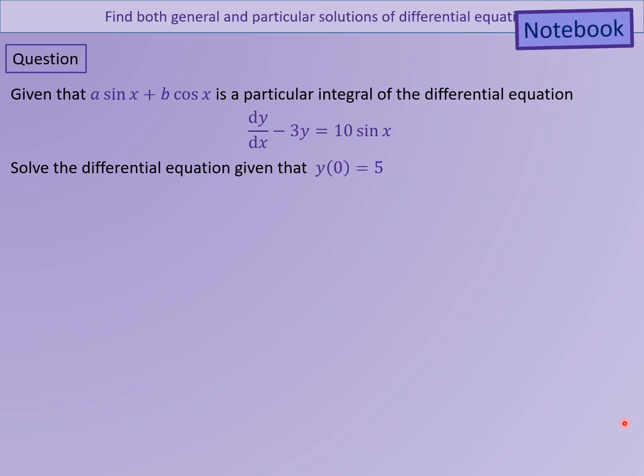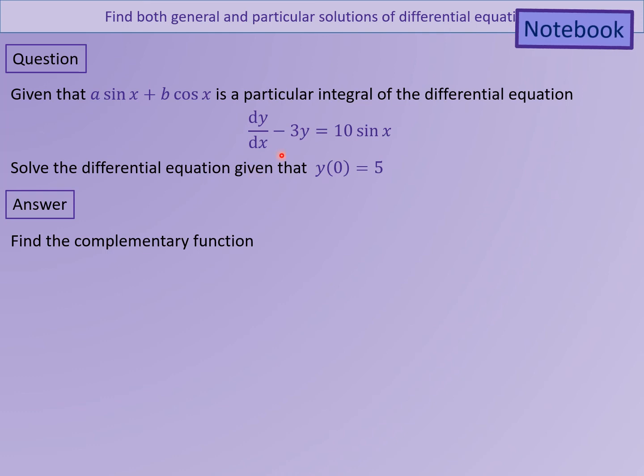Okay, so hopefully the first thing you thought about was working out the dependent variables, which is just the y's, and ignoring anything that's not got a dependent variable, so that's this side, and making that equal to naught. Sometimes it might involve a little bit of rearranging, but in this case, we're just going to get dy over dx minus 3y equals naught. And that means we can work out the complementary function.